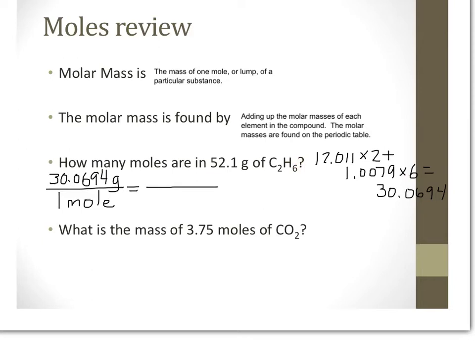So the 1 mole always goes with the molar mass, because the molar mass is the mass for 1 mole. So you always, in your proportion here, want the 1 mole paired up with the molar mass that you calculated from the periodic table. On the other side of our setup is the numbers that we get from our problem. So we know we don't have 30.0694 grams of C2H6. We have 52.1 grams, and we don't know how many moles we have. But it looks like it's going to be a little more than 1 mole because we have a little more than 30 grams. So I'm going to cross multiply here.